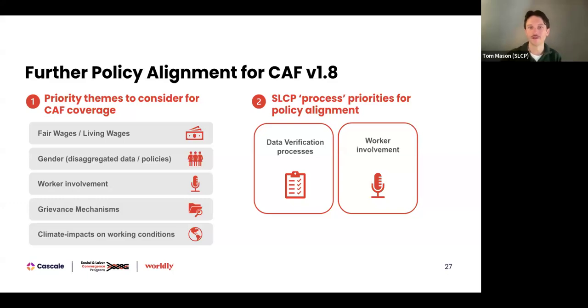Again, there's more refining here through the extensive work that's been done by academics to consider what are things like heat stress issues that workers are even increasingly experiencing in the context of climate change in facilities, and how can we capture better data on this? And the second area that we are further refining is the verification process, and also, again, as I've mentioned, worker involvement. So what does this mean for you as a manufacturer?